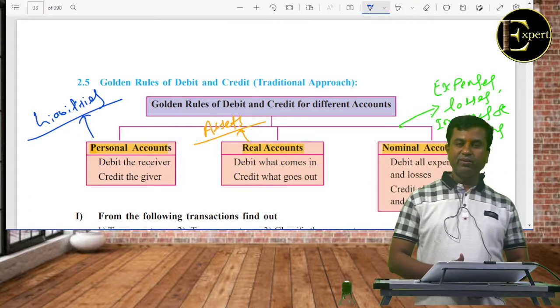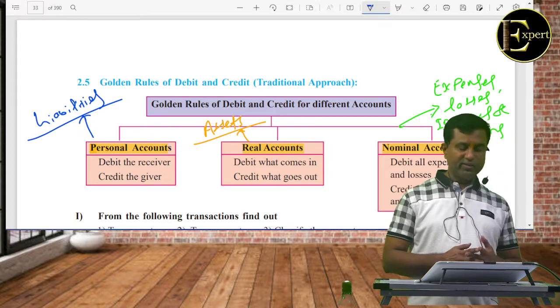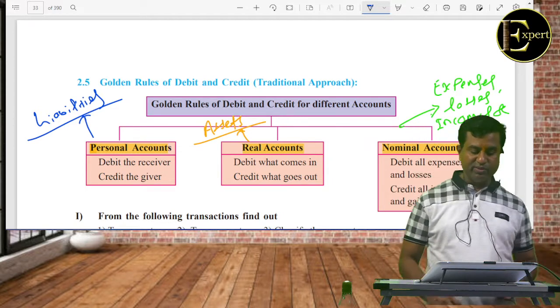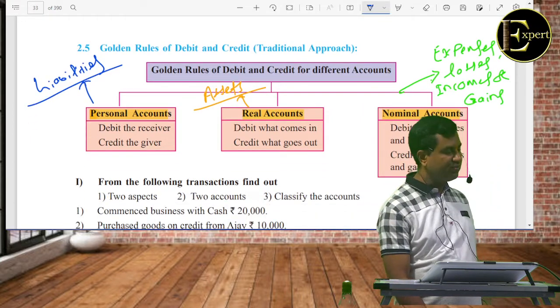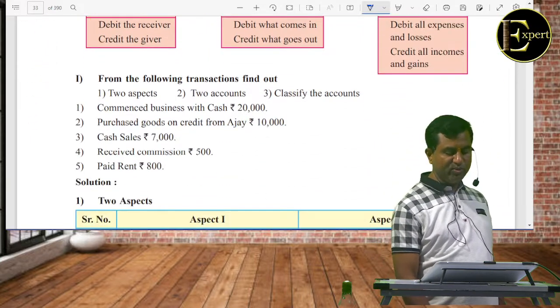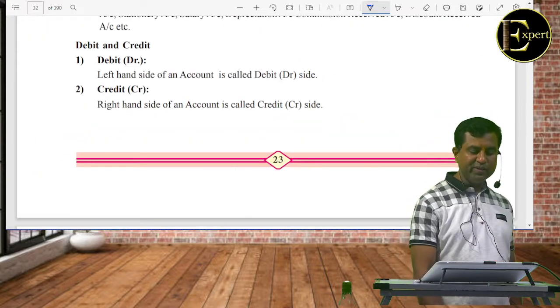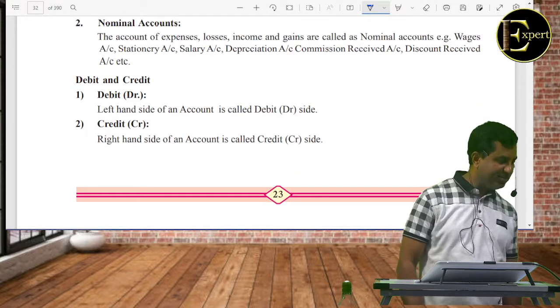और अगर nominal account आता है तो obviously it is for debit all expenses and losses of the business, credit all incomes and gains of the business. So this is just on the basis of types of account and the rules of accounting there कि debit किसको करना है, credit किसको करना है. अब देखते हैं कि debit और credit क्या दिया है इन्होंने.